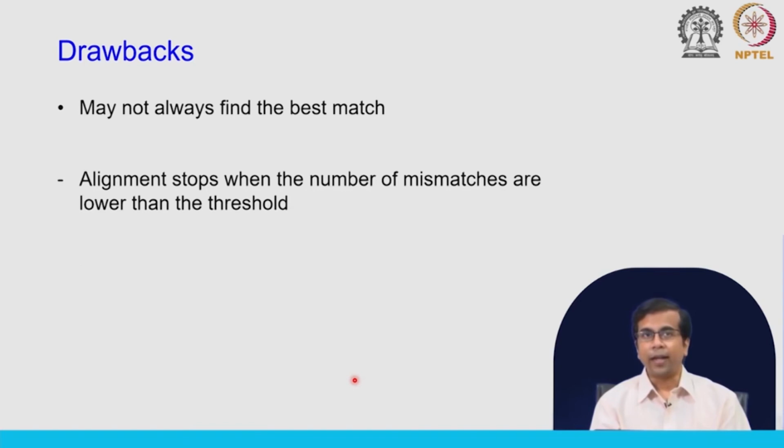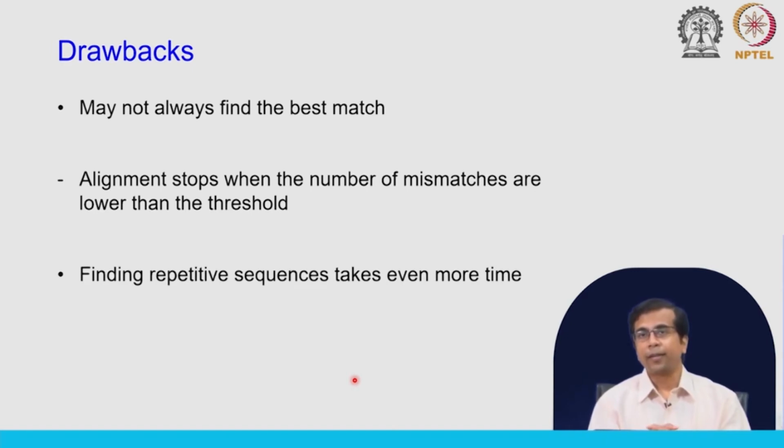In addition, you may not always find the best match. As we said, we have this threshold: the moment we have a match where the number of mismatches is below that threshold, the algorithm will stop. This means it might not always find the best match. There might be some match somewhere else which is even better, so if we stop there, it will miss the best alignment. So this is one of the limitations.